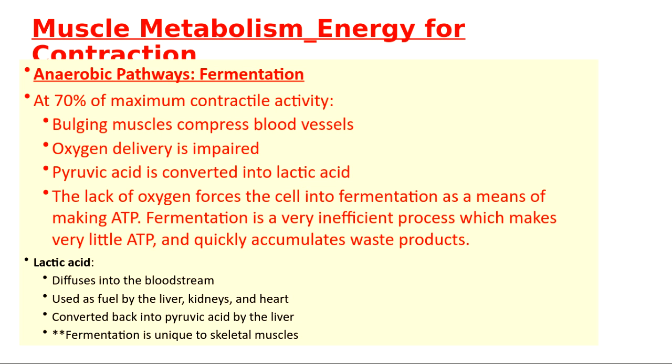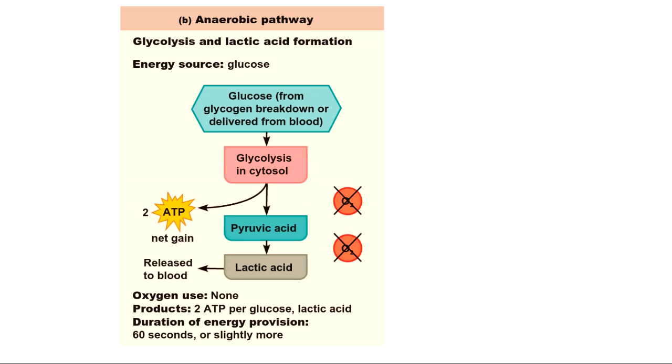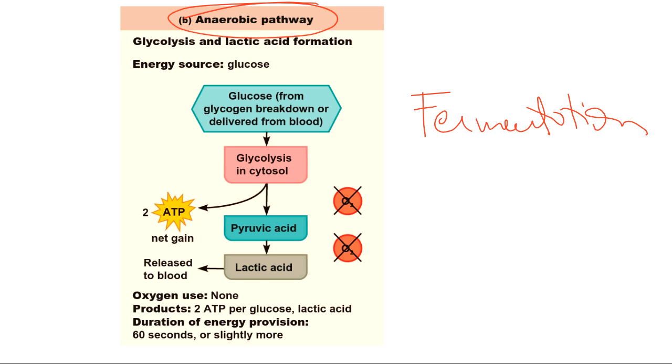Okay, so what if we need to create lots of muscle contraction over a short period of time. So if we contract the muscles forcefully over a short period of time, that is going to bulge the muscle. And when you bulge the muscle, that compresses on blood vessels and that impedes oxygen delivery to the muscle cells. So now the muscle cells don't have the oxygen to make lots of ATP. So they have to switch to an anaerobic pathway, which is fermentation. So now the muscles begin to ferment in order to make ATP.